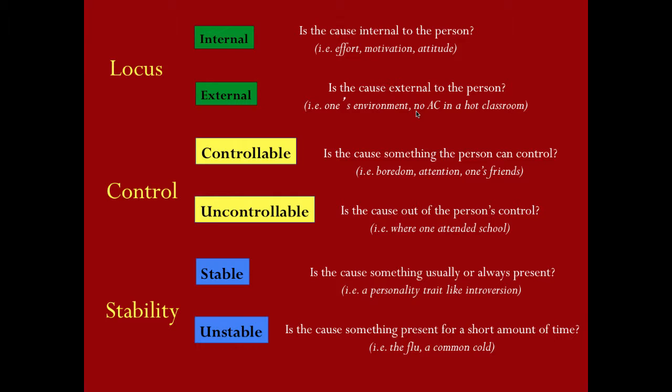When looking at these 3 dimensions, locus, control, and stability, it's important to understand that they do not occur in isolation, that these 3 dimensions interact. Next, we're going to take a closer look at 2 of these dimensions, the first 2, locus and control.